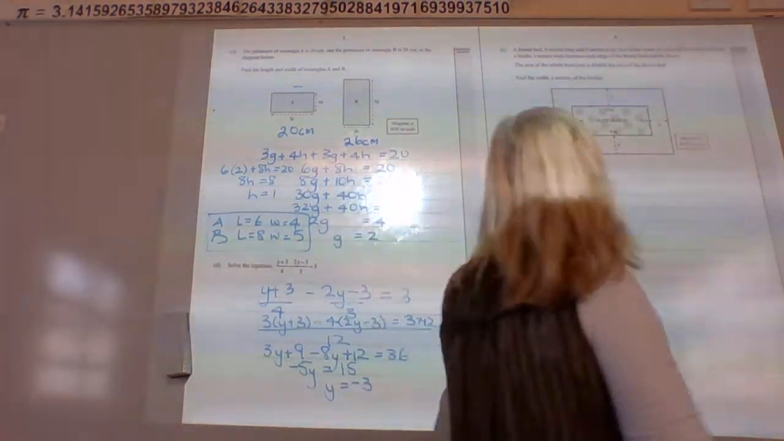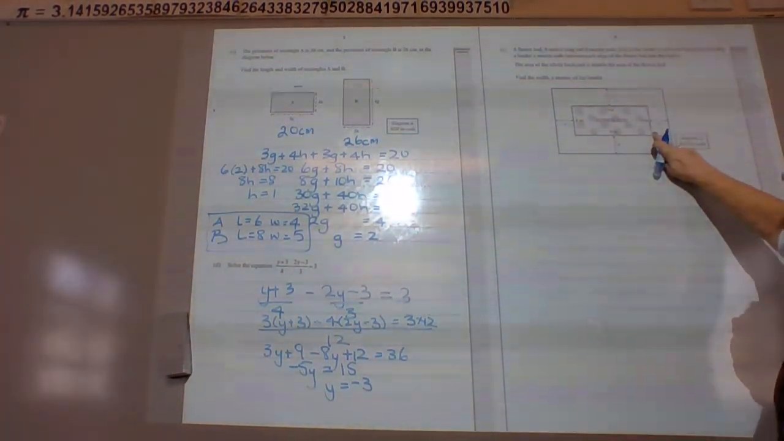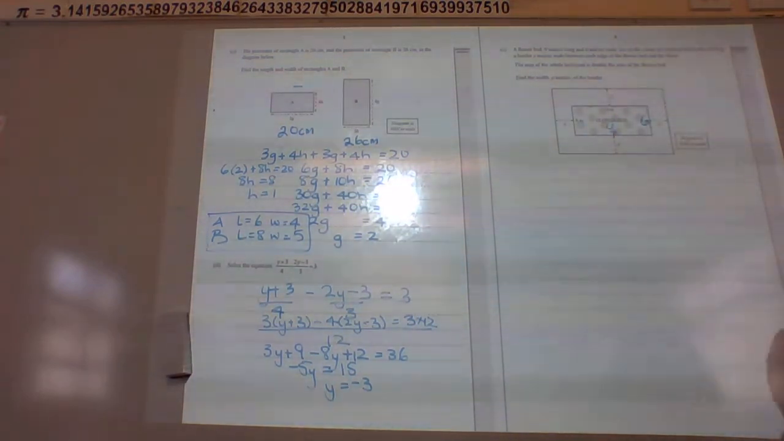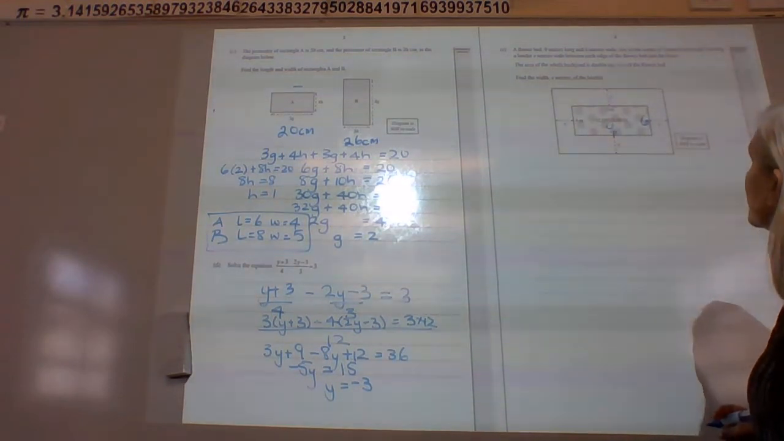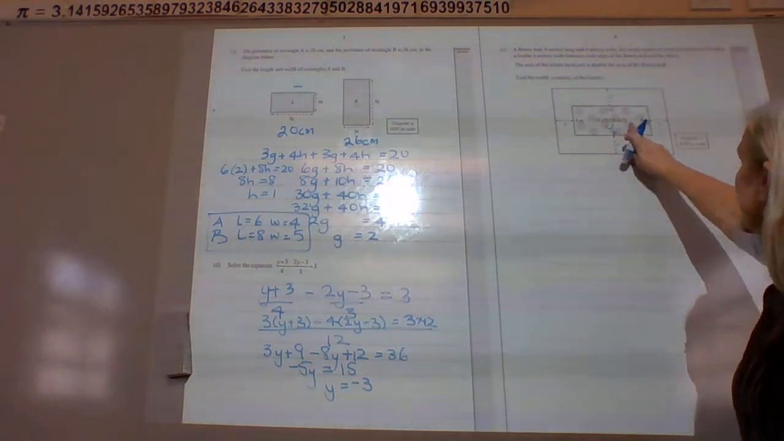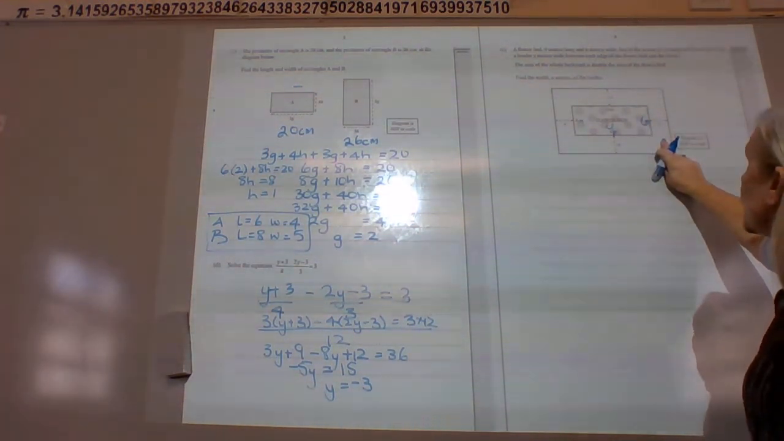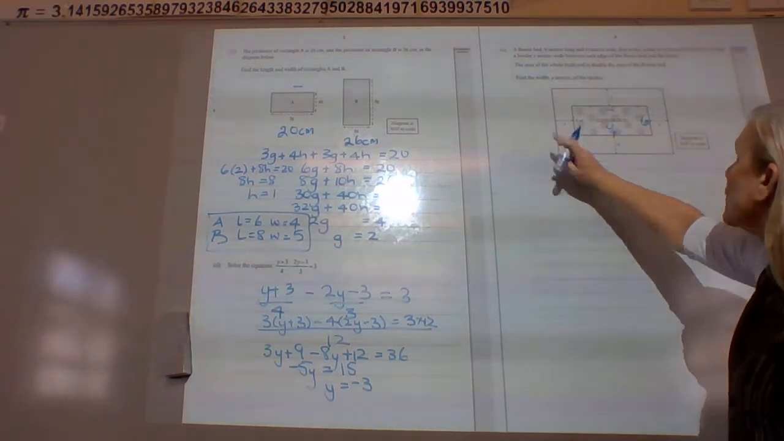Okay, then we get to this one. A flower bed, 9 metres by 6. So this is 9, this is 6. Lies in the centre of a fenced backyard, leaving a border of X on either side. The whole area of the backyard is double the area of the flower bed. So the area of this is equal to 2 times the area of this. Find the width X of the border.